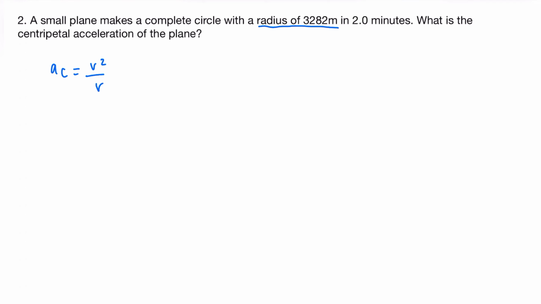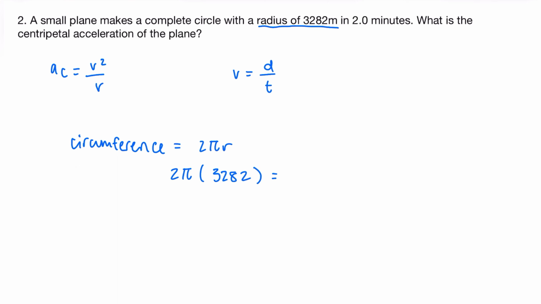So to find velocity, we need to do v equals d over t. To find the distance that it traveled, we have to find the circumference of that circle. If you guys don't remember that equation, it's 2 pi r. So we just plug in 2 pi times the radius, 3,282. That's going to give us a distance of 20,621.4 meters. And since the plane made that circle in 2 minutes, we have to convert 2 minutes into 120 seconds.